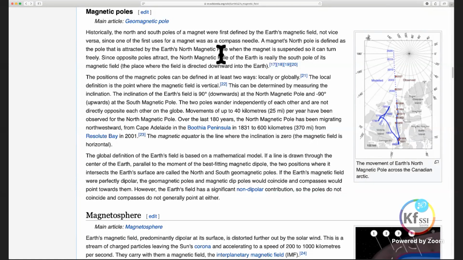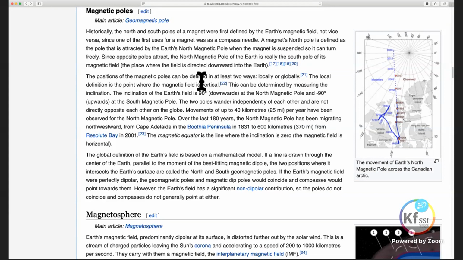Okay, so the compass has its north pole, the end that points toward the north, which is actually the south pole of the magnet of the compass. This is good. Right, so it says, since opposite poles attract, the north magnetic pole of the Earth is really the south pole of its magnetic field, the place where the field is directed downward into the Earth. Oh, so the north magnetic pole of the Earth is the entry point. Is that what they're saying here?